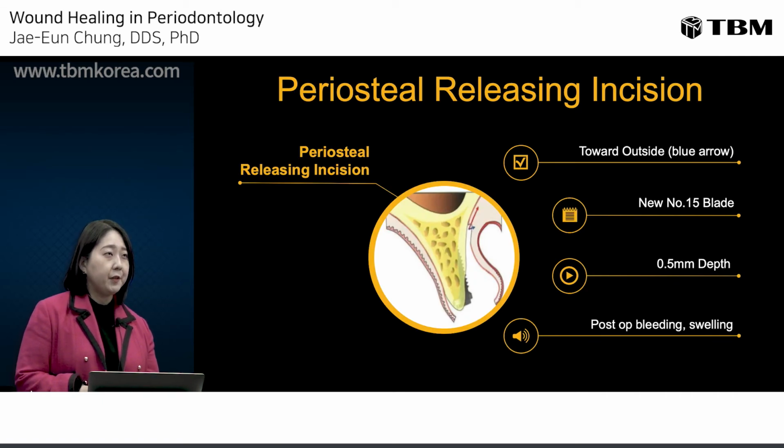Periosteal releasing incision should be toward outside with a new blade. To make the incision toward outside, you have to pull the flap outward and then make the releasing. The adequate depth of periosteal incision is 0.5 mm. If it is too deep, many blood vessels are cut and postoperative bleeding and swelling will increase.